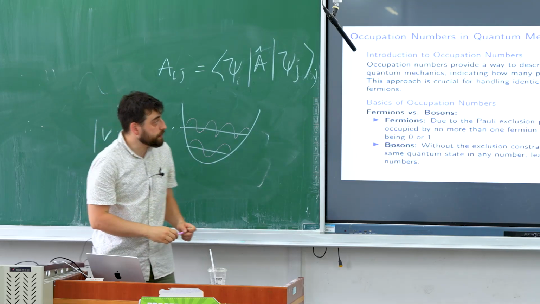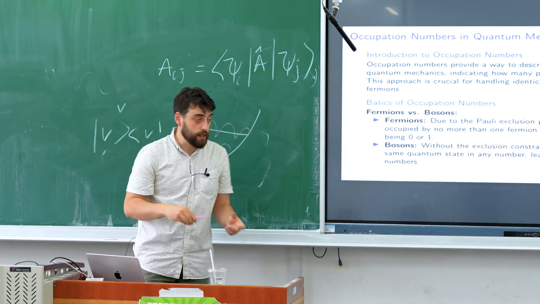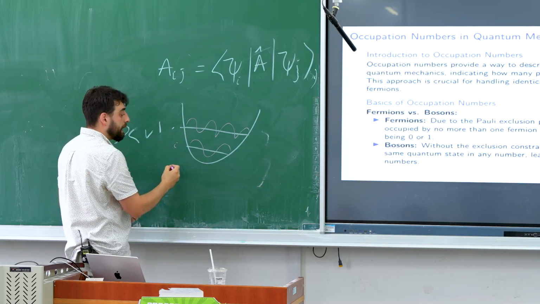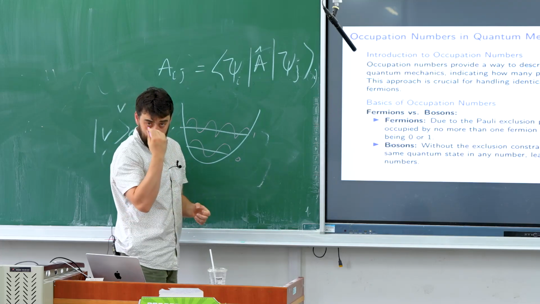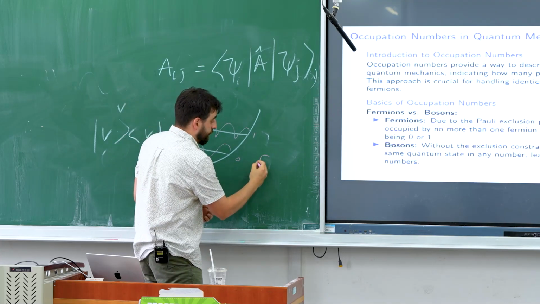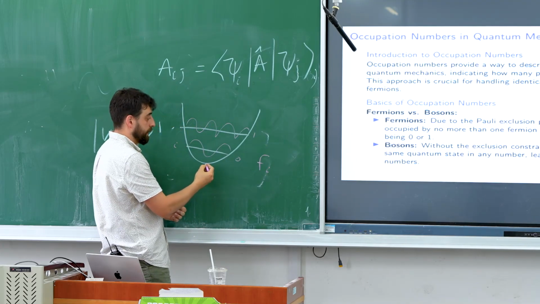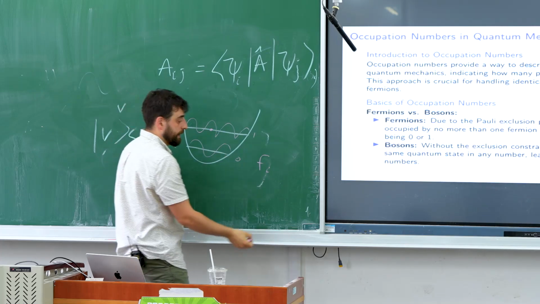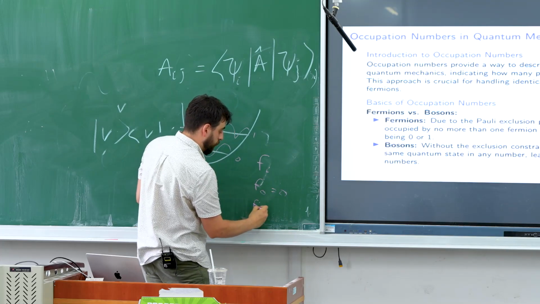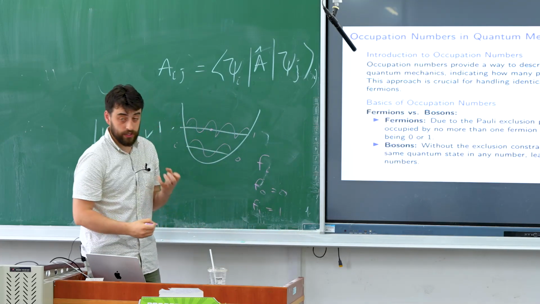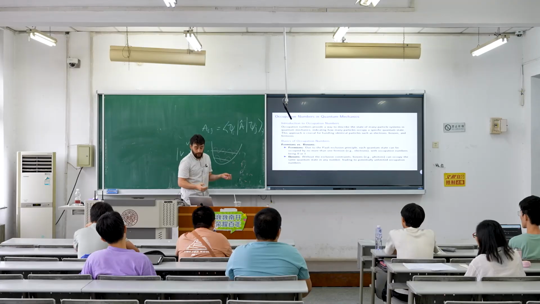So what we can do is invoke a new number, which is the occupation number. If I label my states i, and I say that this is my 0th and this is my 1st state, then f of i is going to be my occupation number. If I have a particle in the first excited state, then f0 is going to be 0 and f1 is going to be 1. This number just represents how many particles are in that particular solution.